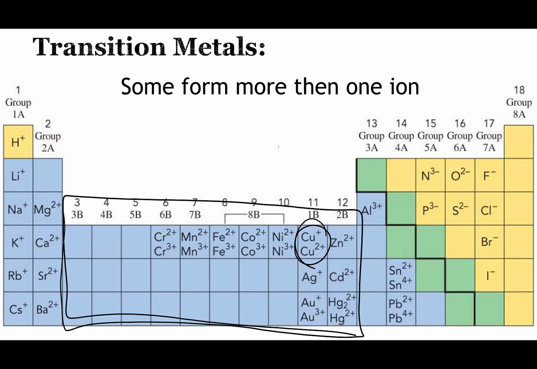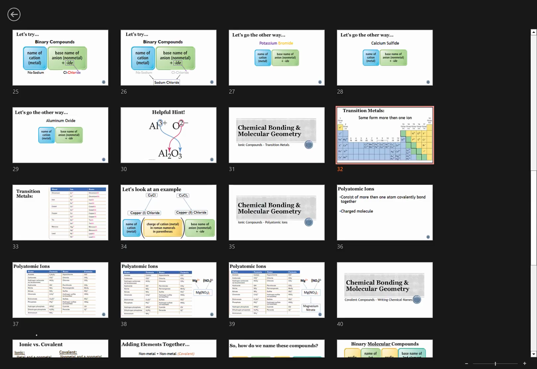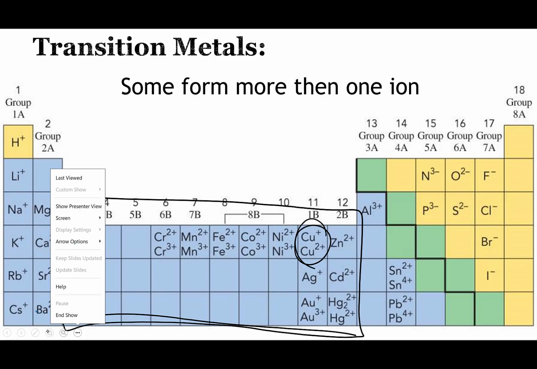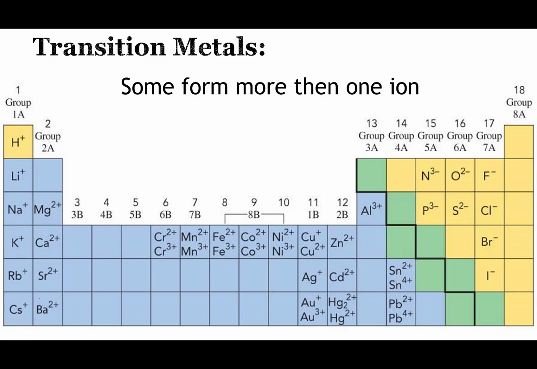The last thing that I want to just mention while we're in this slideshow is a couple exceptions to the exception. Are these guys down here? So tin and lead are technically situated in the main group elements, but we treat them like transition metals. So for tin and lead, they will require a Roman numeral.